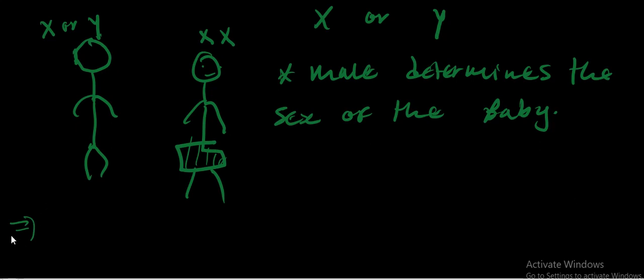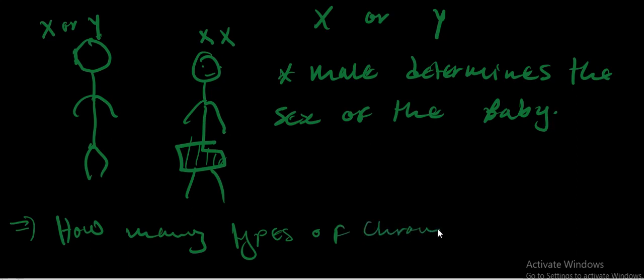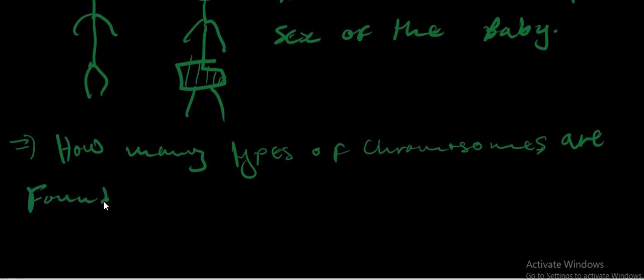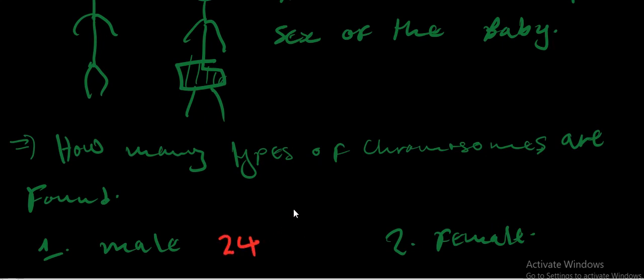So a question arises from here. You can be asked, how many possible types of chromosomes are found in male? How many types of chromosomes are found? Okay, one male, and then two female. So when you ask such a question, you just need to know that because the male is having XY, that means that there is a possibility of having 24 types, and then this lady has only 23. So please make sure that you take note of that.